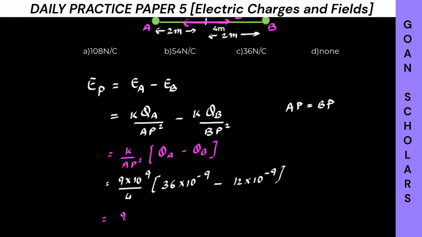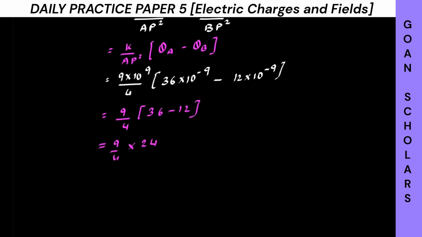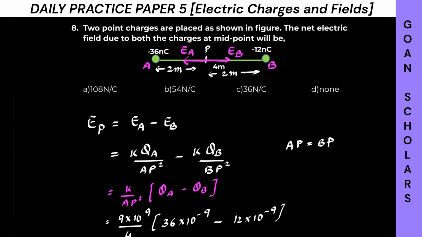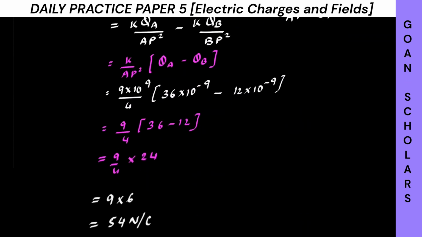Let's take 10 to the power minus 9 common and cancel out with this 10 to the power plus 9. You are left with 9 by 4 and here you are left with 36 minus 12. 36 minus 12, that is 9 by 4 into 24. Let's cancel this 4 and 24. We are left with 9 into 6. Okay, and that is 54 Newton per coulomb. Let's see what's the answer. Yes, option B is correct, 54 Newton per coulomb.